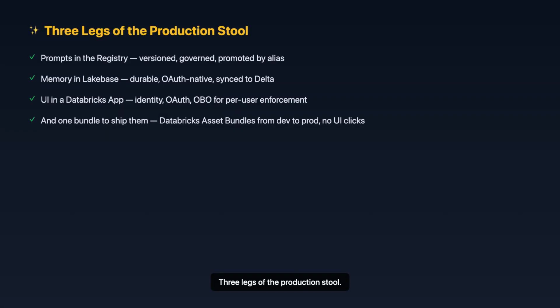3 legs of the production stool. Prompts stored in the registry: versioned, governed, promoted by alias. Memory lives in Lakebase: durable, OAuth-native, synced to Delta for analytics. The user interface lives in a Databricks app, with its own identity, OAuth authentication, and on-behalf-of for per-user enforcement. And one Databricks asset bundle ships all 3 from dev to prod with no UI clicks. That's the complete deployment-side toolkit.